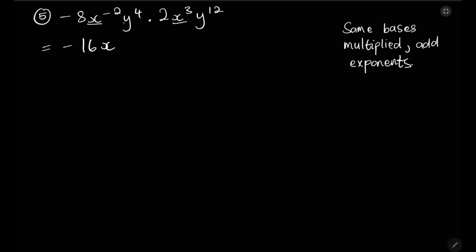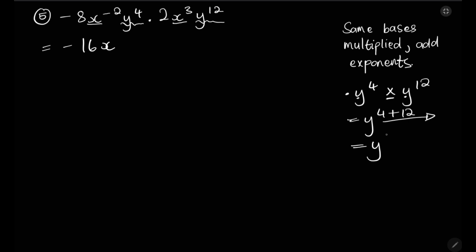Okay, now let's move to y. We have y to the power 4 and y to the power 12. Y to the power 4 times y to the power 12. Do we have the same base? We have y and y. We have the multiplication sign. Yes, so you write down our base, which is y. Now let's add our exponents. 4 plus 12. The final answer is y to the power 16. So this is y to the power 16. The final answer is negative 16x y to the power 16.